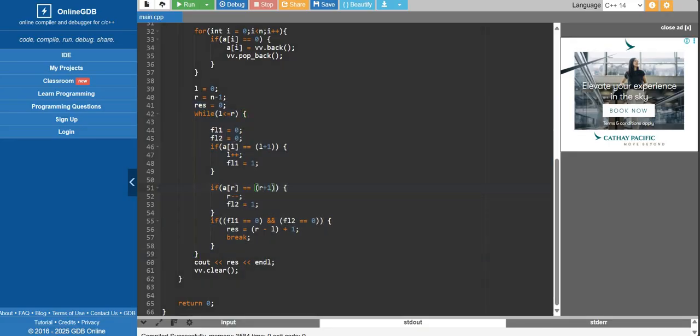Now here, wherever the position breaks, you break it down and then you calculate the length.